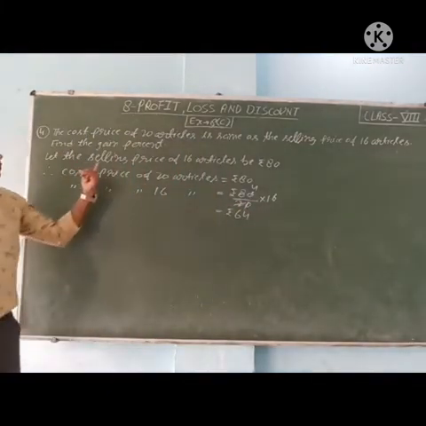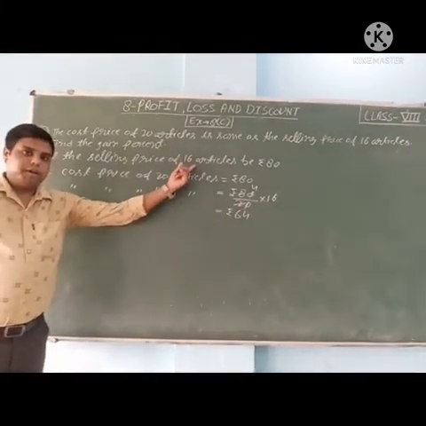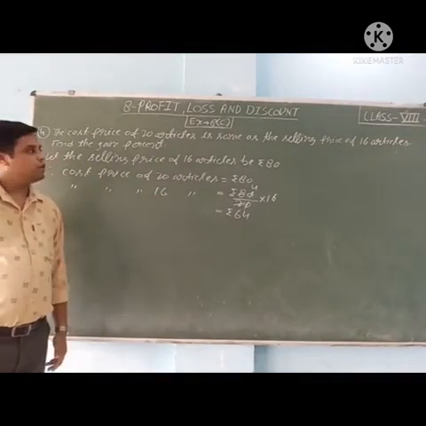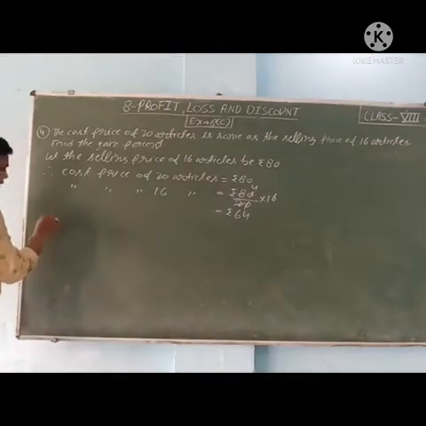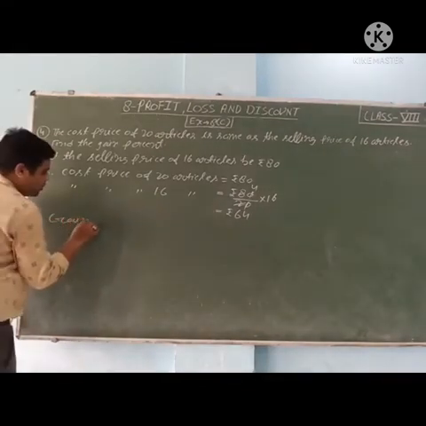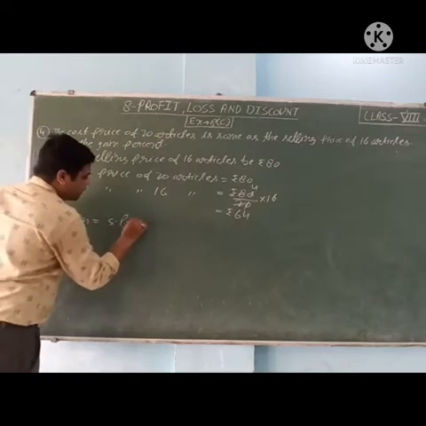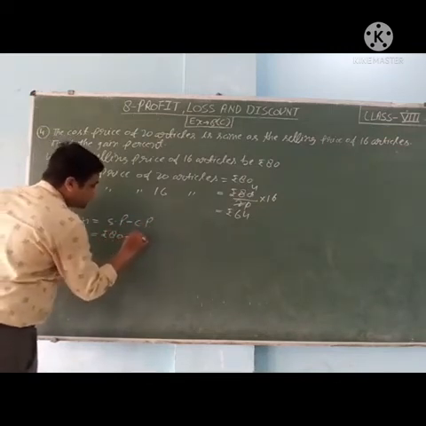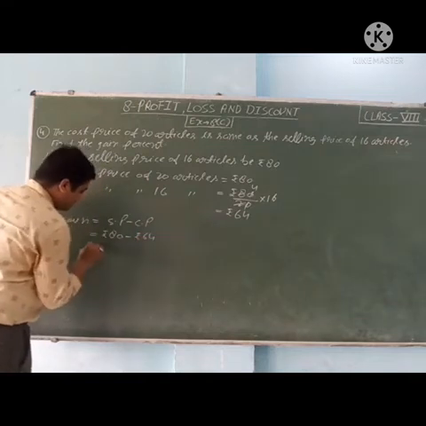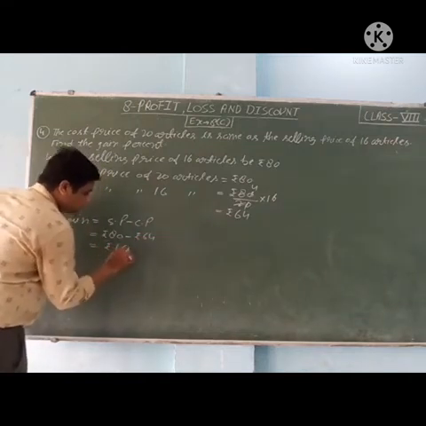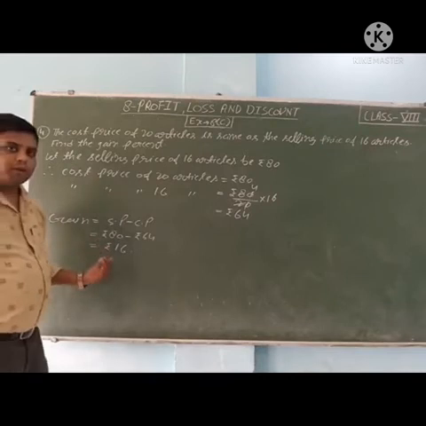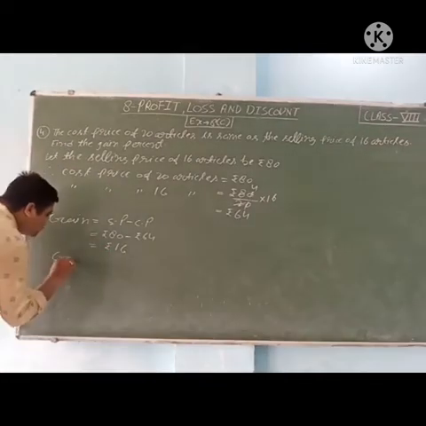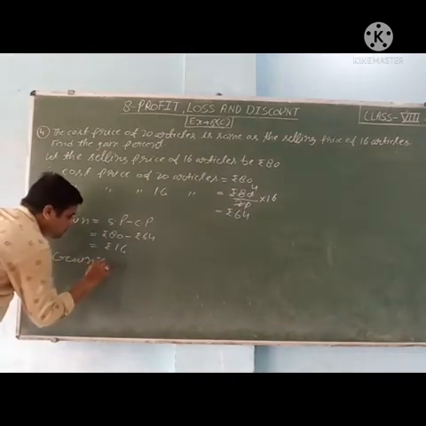So now we have the selling price of 16 articles rupees 80 and the cost price of 16 articles rupees 64. So we can see here gain. So gain is equal to SP minus CP is equal to rupees 80 minus rupees 64 is equal to rupees 16. Now gain is coming rupees 16. So easily we can find the gain percent.